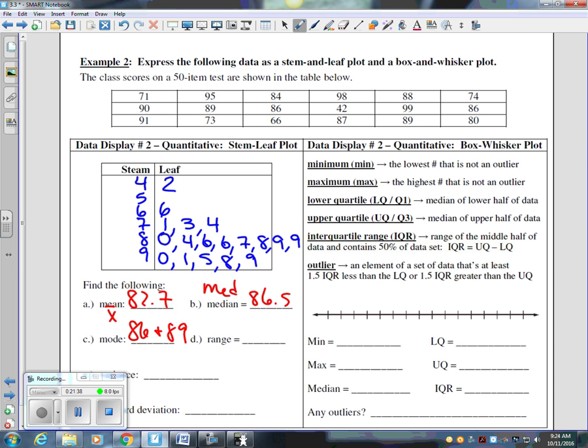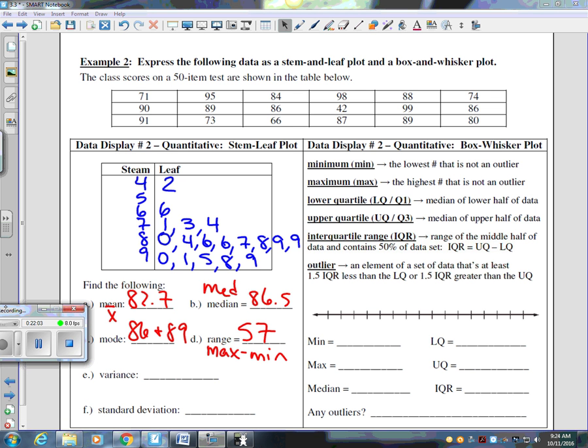Nick S., how do you get the range? What's the formula for that? Very good. So max minus min, exactly what you said. I could look right here or in my calculator, 99 minus 42. Anybody? 57.